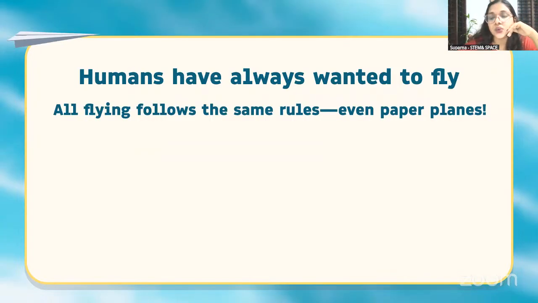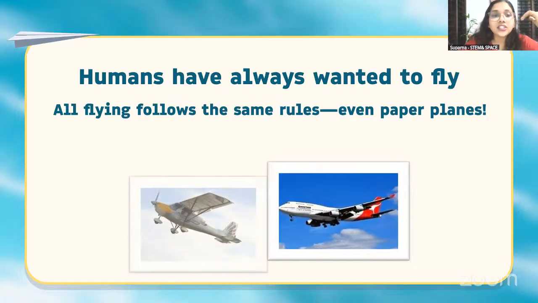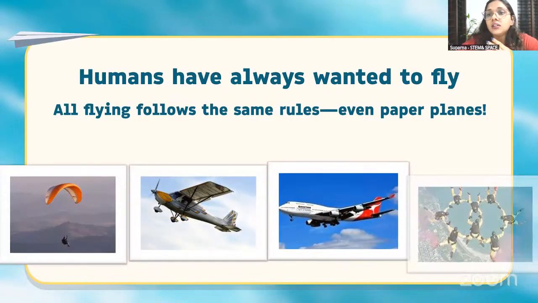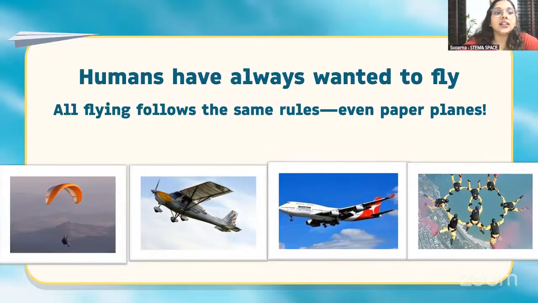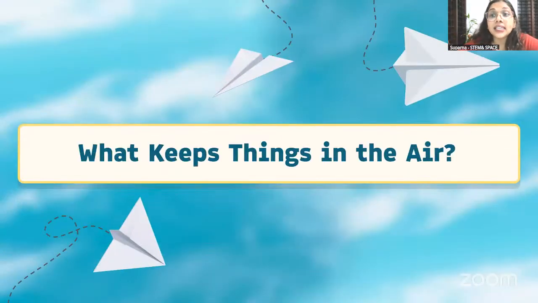If you look at our ancestors, they were all very curious about flying, and that is what led to the invention of so many instruments like the airplane, and we have parachutes, and for adventure we do skydiving also. All these are because of our curiosity, and all flying follows the same rules, even the small paper planes we make. So let's understand what keeps things in the air, the main reason why flight is happening. That's what we are first looking into before making these different types of airplanes.